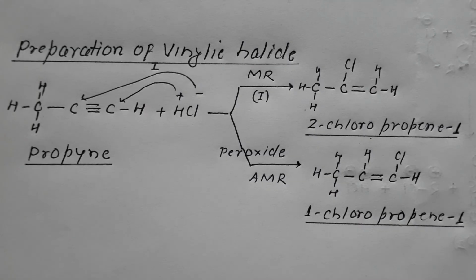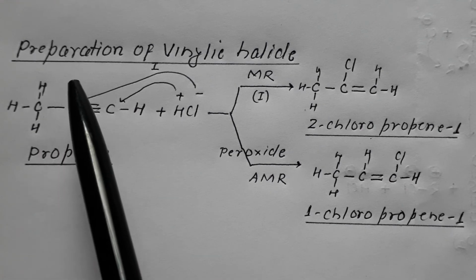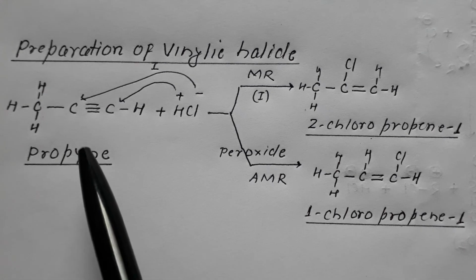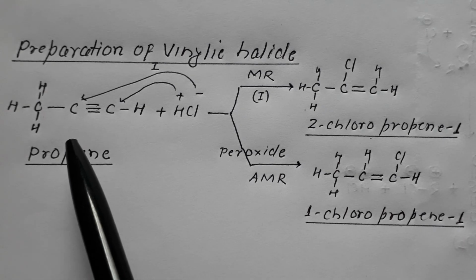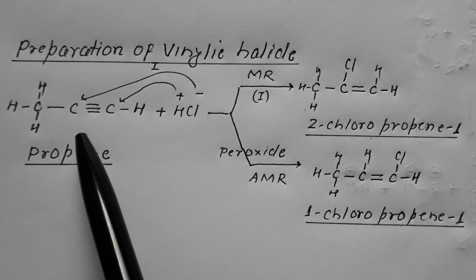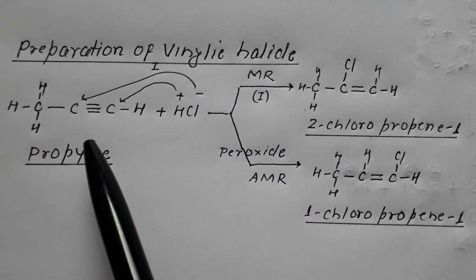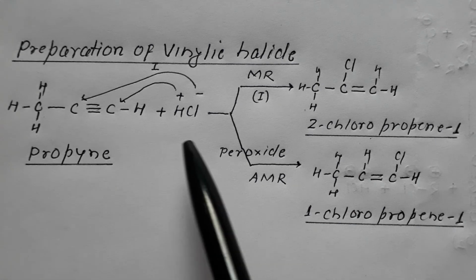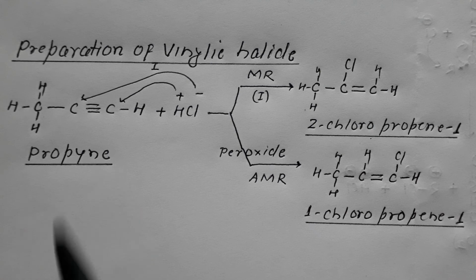So let us now deal with the preparation of vinylic halide. How could it be prepared? One of the best methods through which vinylic halide can be prepared is by the addition on alkynes. The addition of hydrogen halide on alkynes is one of the best methods to prepare the vinylic halides.